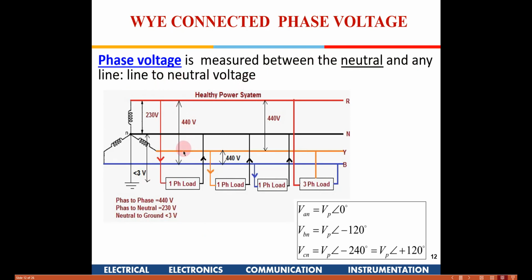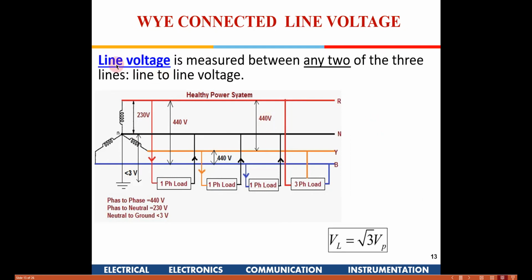So these are the three lines: red, green, and here it's red, orange, and blue. You can have any color code. The voltage between those three lines and the neutral line is known as the phase voltage. Now you have something known as the line voltage. A line voltage is the voltage measured between any two of the three lines. So you are not considering the voltage between the line and the neutral, but between these two lines.